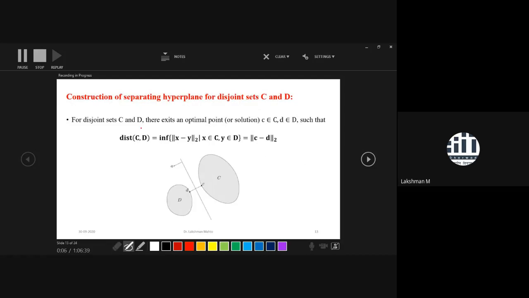What you do, you have two disjoint sets C and D, and then define a very well known concept, the distance between two sets. It is just defined in terms of the infimum of the norm of x minus y, where x is coming from C and y is coming from D. So it is a very well known definition. And when will this problem have a solution? When it is a convex problem. If it is a convex problem, then it will be solvable.